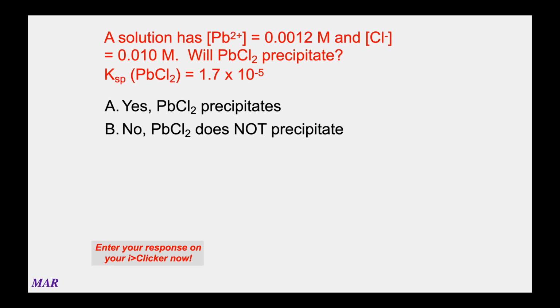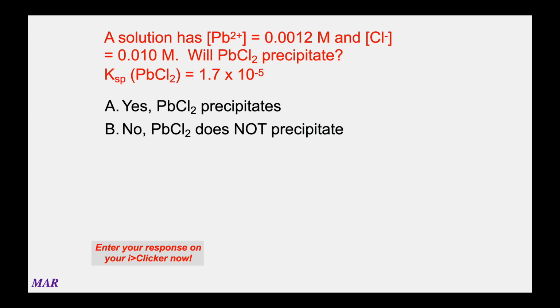Okay, I'm assuming you've had a chance to work on this problem. You want to see what the answer is, so let's check it out. There are different ways to solve this problem, all right? But what I would probably do is I would do what they call a Q versus K comparison. And Q for solubility looks the same as a KSP. So Q for us here would be the lead concentration that's given times the chloride ion concentration that's given squared.